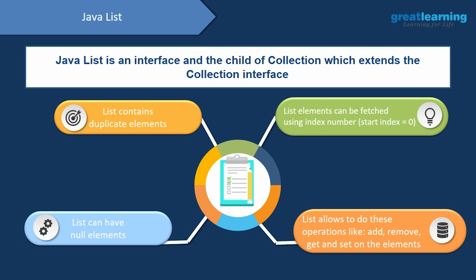A list can have null values. It does not have any problem containing null elements. List elements can be fetched using an index number. If you want to fetch a list element, you can directly call it using the index number. I will show you everything in the code. Remember that indexing of the list starts from 0, not from 1. A list allows operations like adding something to the list or removing something from the list. This is what you will do using a list.